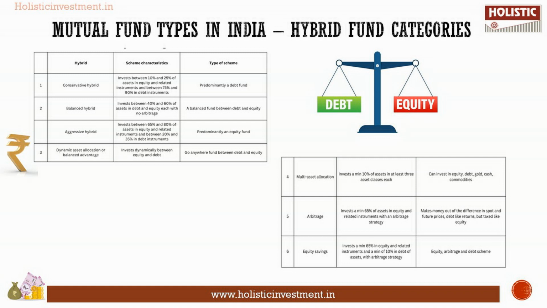Multi-asset allocation invests a minimum of 10% in each of at least 3 asset classes. It could be equity, debt, gold, cash or commodities. Arbitrage funds invest a minimum of 65% of assets in equity with an arbitrage strategy. Equity savings invest a minimum of 65% in equity and a minimum of 10% in debt with an arbitrage strategy.